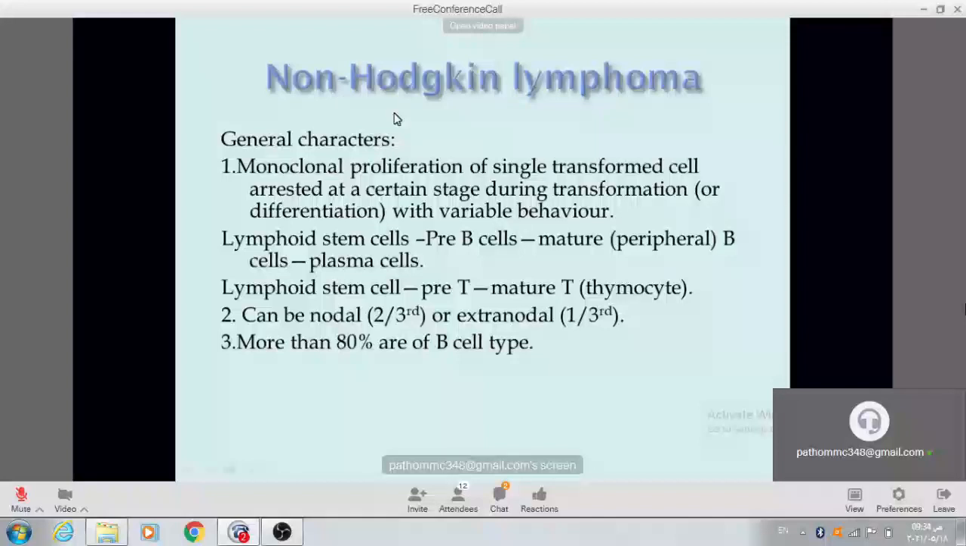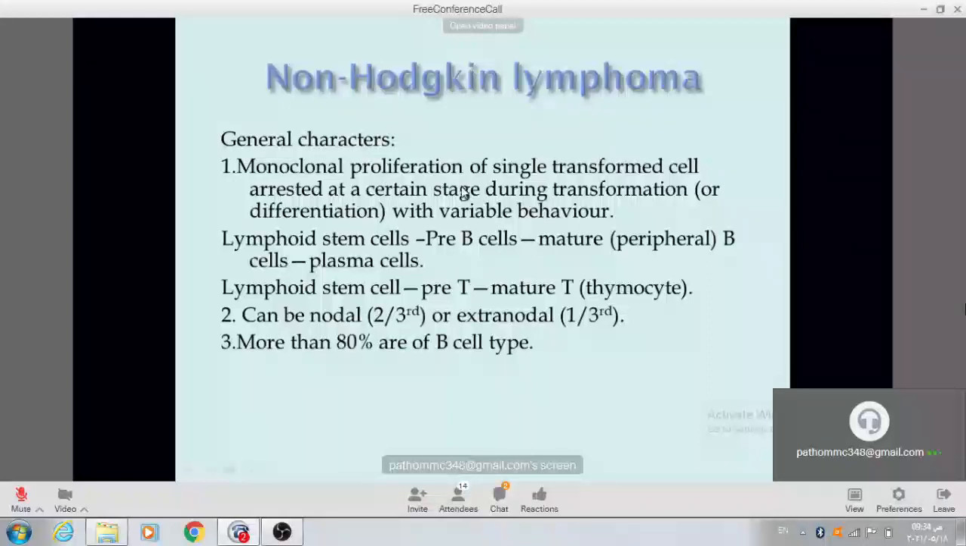So at first, what is non-Hodgkin lymphoma? Non-Hodgkin lymphoma is a monoclonal proliferation of single transformed cells arrested at a certain stage during differentiation or transformation, with variable behavior. So every neoplasm or every tumor is a monoclonal proliferation. There will be a mutation in a single cell, and this mutation will result in uncontrolled division of this cell. And this uncontrolled division will result in the formation of a tumor mass, okay? So it is monoclonal. What do we mean by monoclonal? It is derived from one clone of cells, okay?